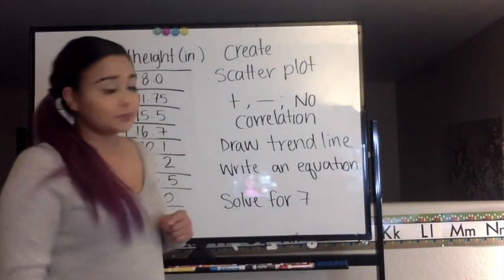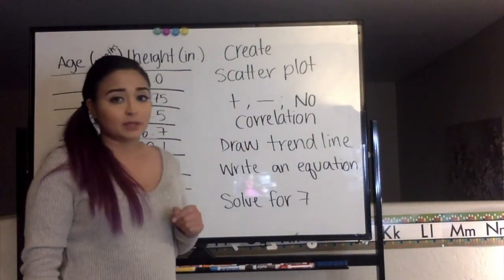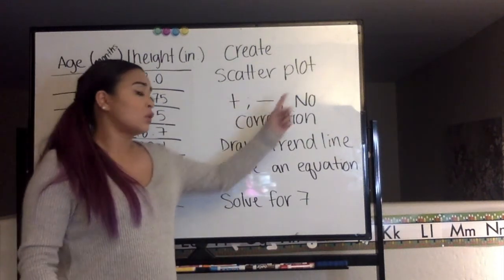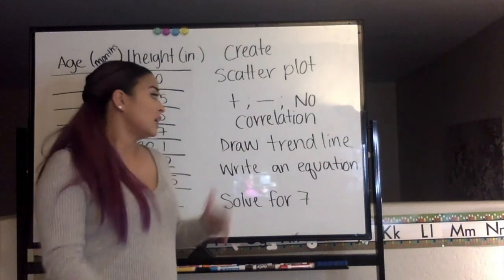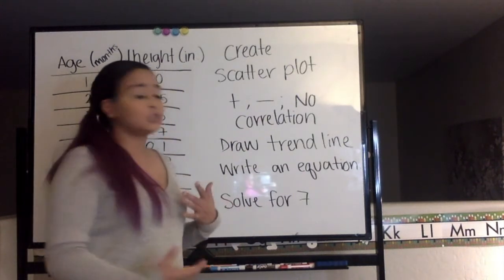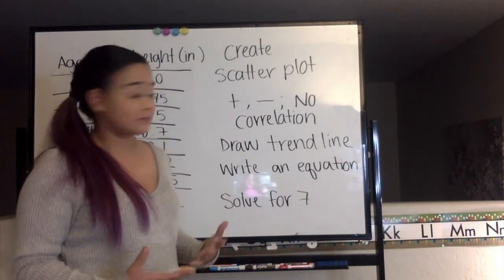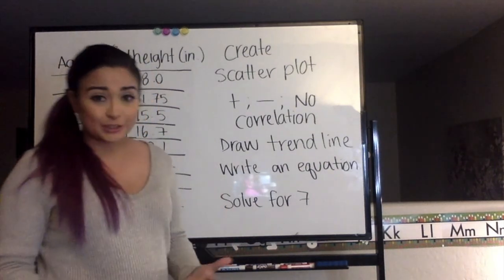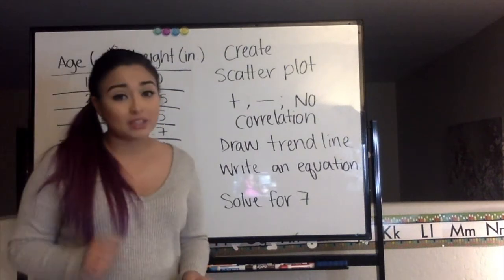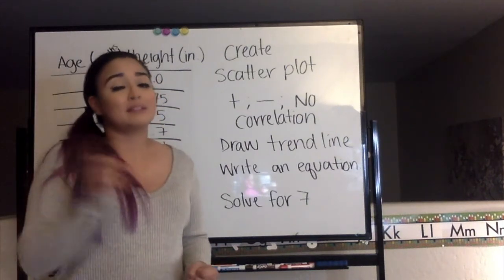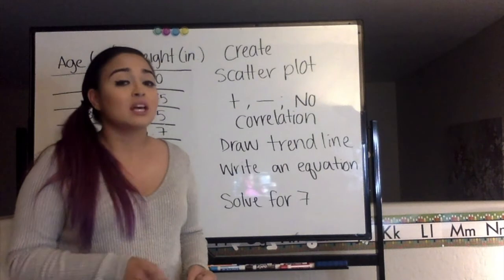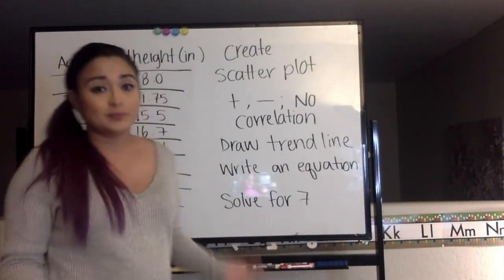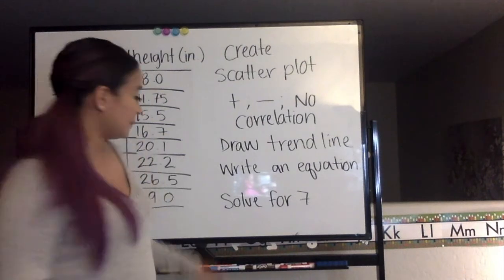Now what do you have to do with this table? I want you to create a scatter plot. Tell me whether it's positive, negative, or no correlation. After you tell me that, I want you to draw a trend line. After you draw your trend line, I want you to write out the equation. Now, that step's pretty long, so make sure you look back at the video or look back at your notes at all the steps I followed. The formulas are there too, so it's a very good help.